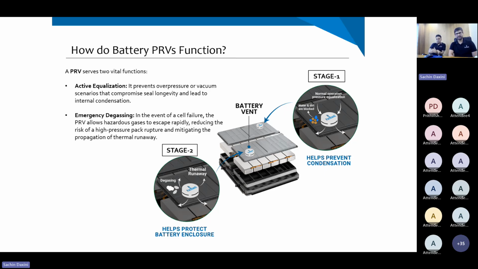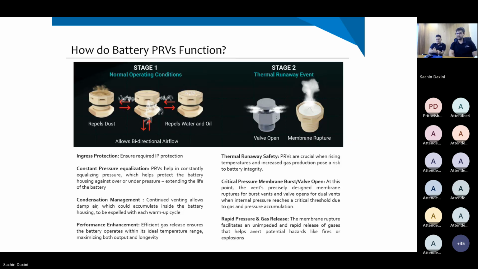For stage two, again, as I said, emergency degassing. In case there is a quick release of gases, we need an exit point for these gases to move out, thereby preventing the pack from overpressurizing or there being any damage to the enclosure itself. So the PRV makes sure that your battery pack remains ingress protected, so IP67, 68, depending on the requirement of the application. Also, of course, remains splash proof, so IP66 or IP69K is also possible with different PRV designs.